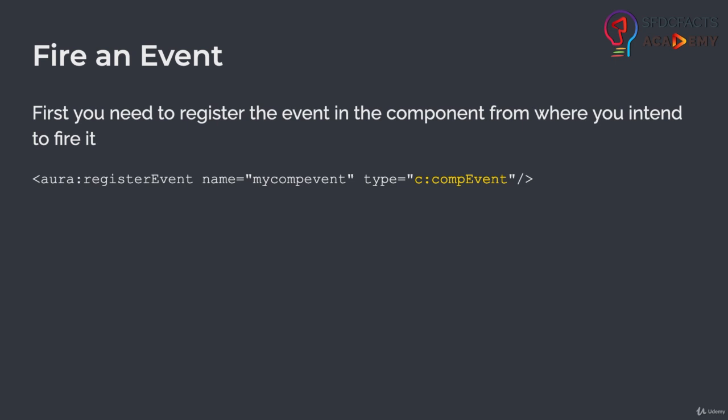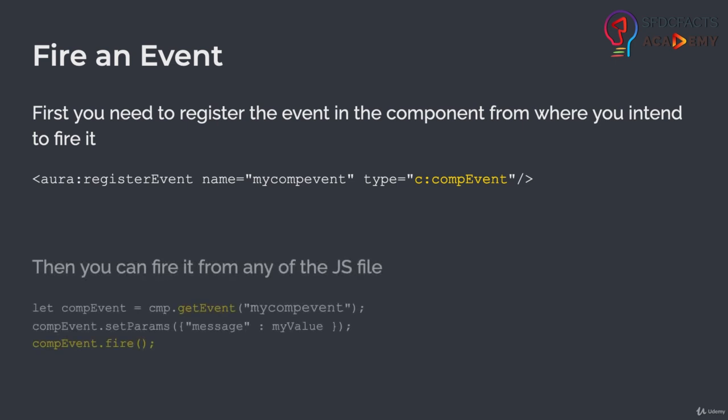And once you register the event, then in order to fire it, you need to use your JS files. And to fire it, first you need to get the event using the getEvent method. And inside this getEvent method, you need to give the name of your component. Then you can set all the parameters or the attributes to your component that you want to send. The event will carry these attributes or this data along with it, and this data can be used in the parent component. The last thing would be to use the fire method to actually fire this event. Just keep in mind, the getEvent method takes the name of your event.